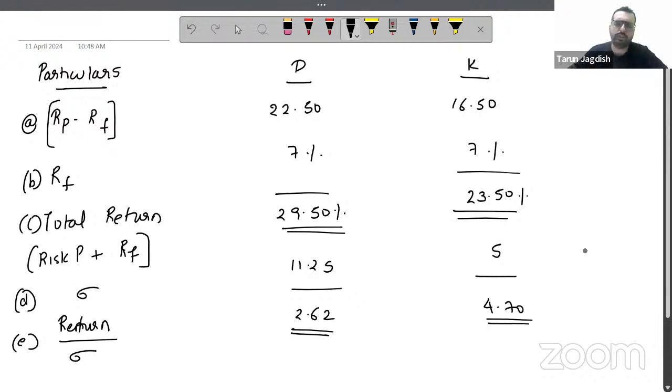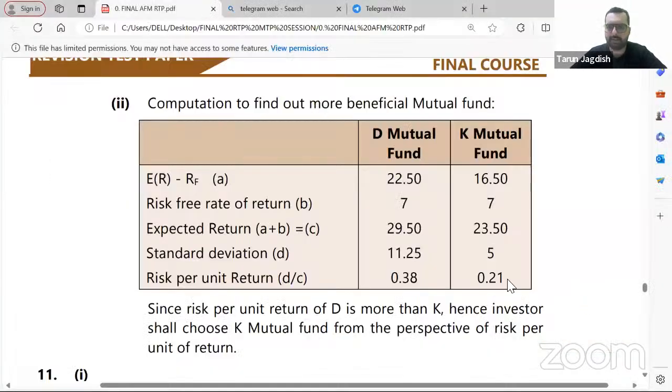What is the logic of this? For every 1% of risk, I get 2.62% return for D and 4.7% return for K. So which one is better, friends? Okay. 4.7 is going to be the better answer. Okay. So they have done return per risk. Fine. That way also, this is coefficient of variation.